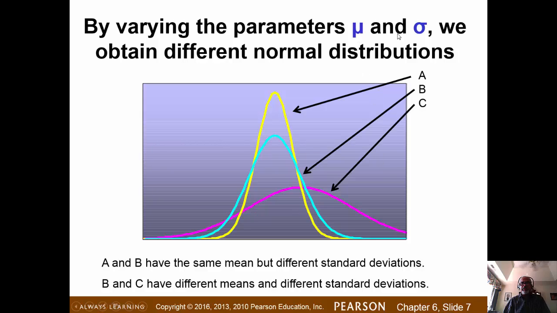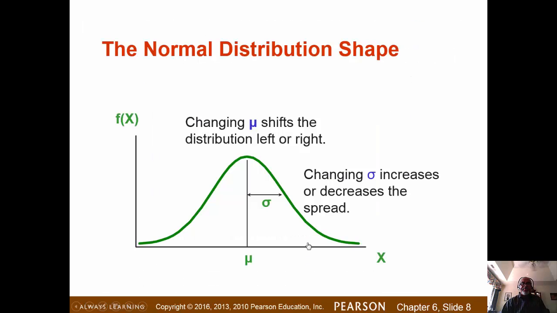See, with mu and sigma, if you look at these two, A and B, they seem to have the same mean, but A, since it is more peaked, the standard deviation is smaller. So standard deviation for A is smaller than that of B. Now C is even much flatter, so C's standard deviation is going to be larger than both A and B, and besides, the mu is also shifted to the right, so it has a greater mean mu. So the normal distribution shape once again is something like this.